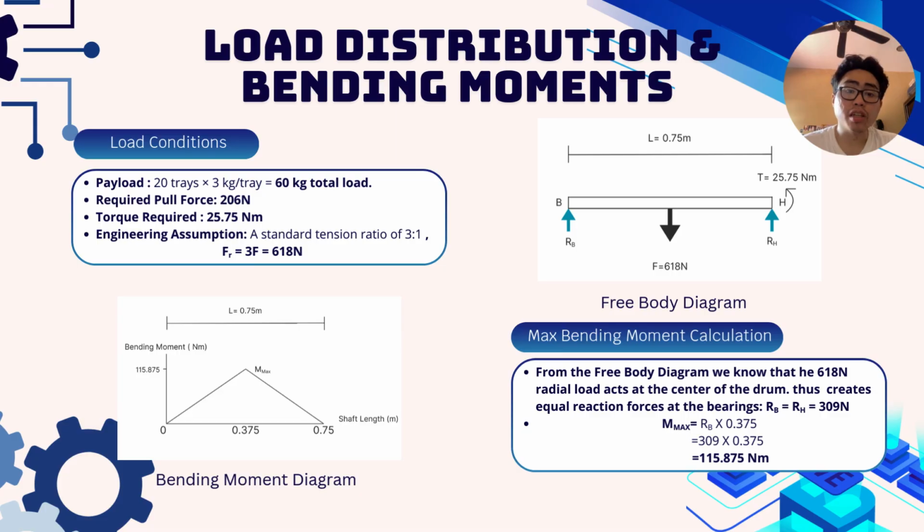This established a total radial load of 618 Newton. As you can see in the free body diagram, this load acts at the center of the drum, creating reaction forces of 309 Newton at the bearing and a maximum bending moment of 115.875. This data serves as the foundation for our fatigue analysis.